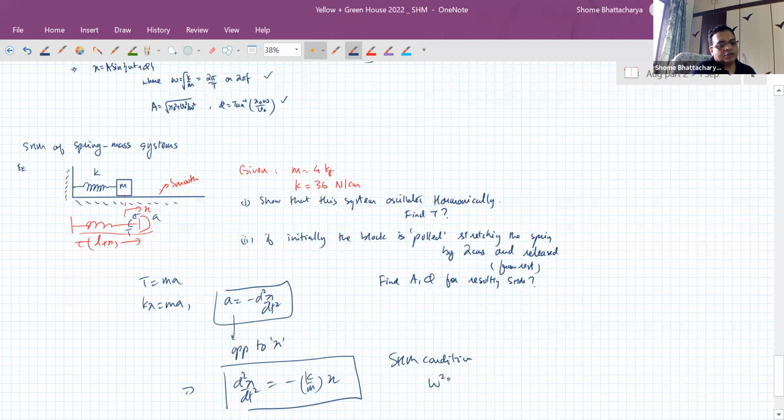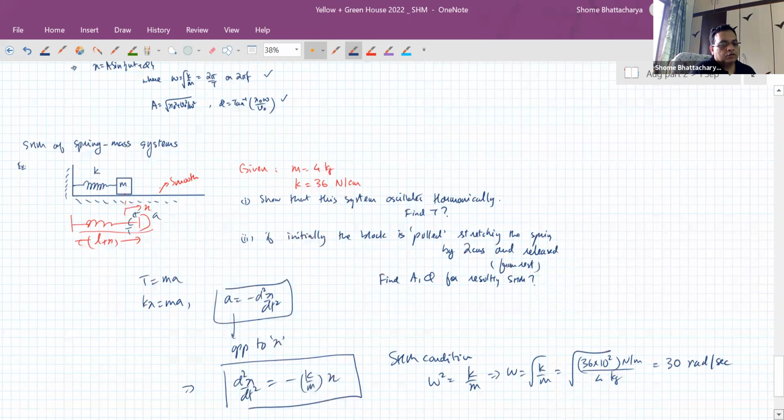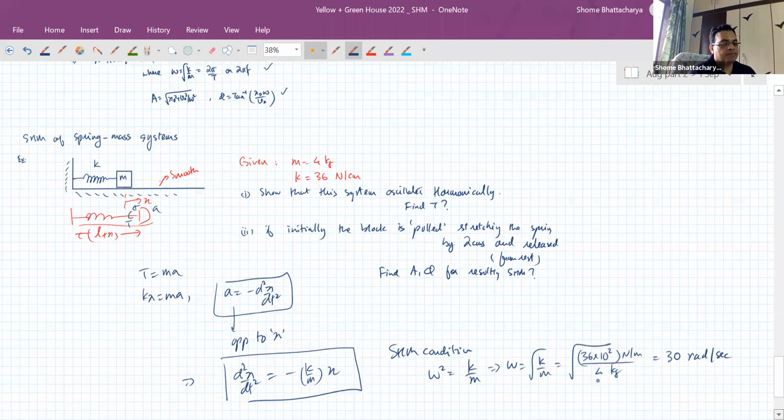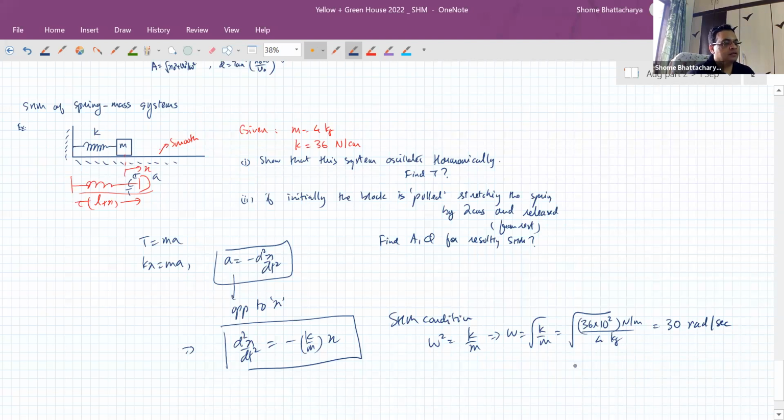Omega square is nothing but the spring constant divided by mass. Only thing is, to get omega in SI unit, you have to convert k also to SI unit. So k will become 36 into 10 raised power 2 newtons per meter divided by 4 kg, and you'll see it will become 30 radians per second. You might have just missed out the unit, so be careful. Otherwise, there'll be a factor of 10 raised power minus that you'll have to take care of. You have to convert this to SI unit.